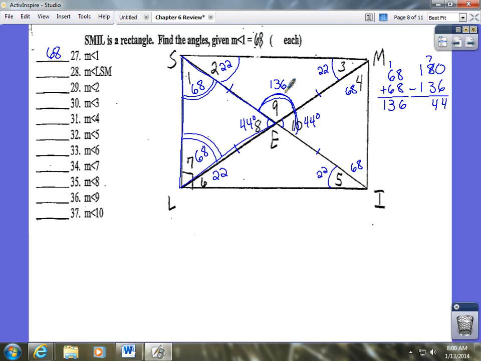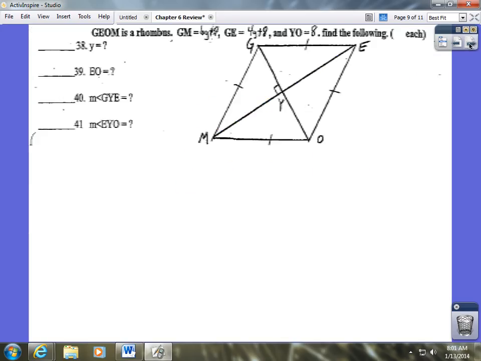And this is a rhombus. GM is 6y plus 4. GE is 4y plus 8. And YO equals 8. Find the following. y.